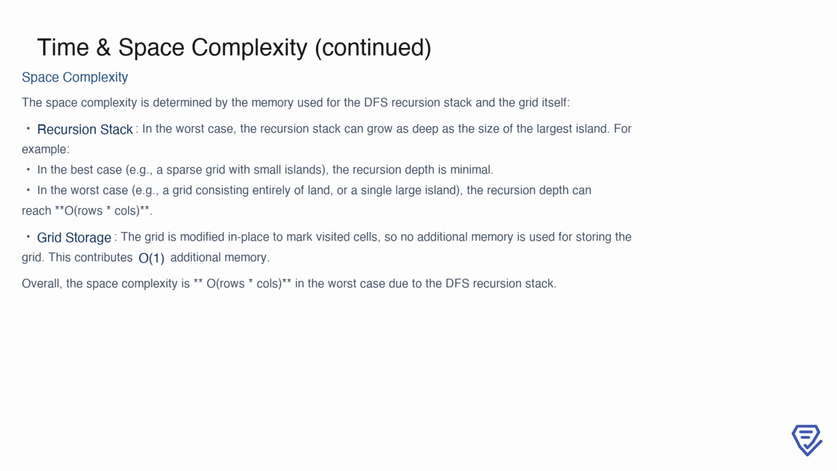Now, for the grid itself, we modify it in place by marking visited cells as 0, so no extra memory is required for storing the grid. This means the grid contributes only O(1) additional space. Combining these, the overall space complexity is O(rows * cols) in the worst-case scenario due to the recursion stack.